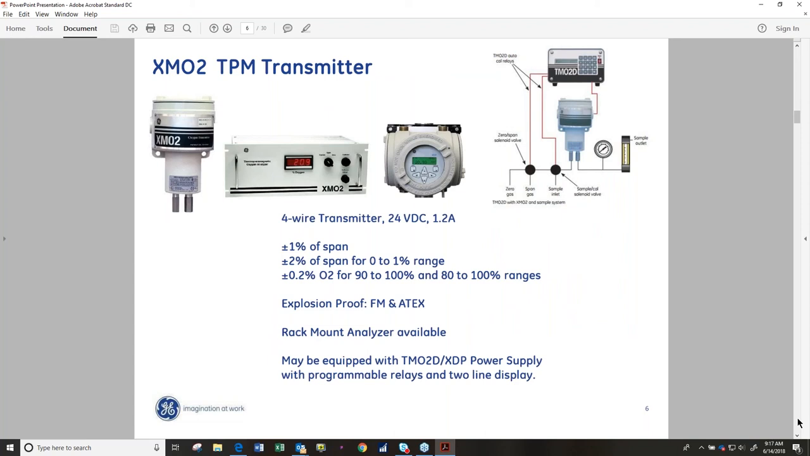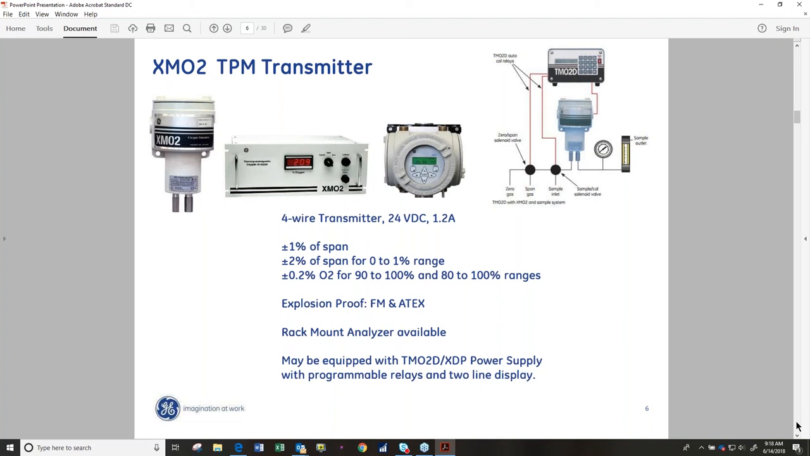So the thermal paramagnetic manifests itself in a transmitter, and this is an explosion-proof transmitter. It's a four-wire transmitter because we need current to heat it. So the heater circuitry draws more current than what you can power on a loop, but it still provides a linear 4 to 20 milliamp signal. And it's in an explosion-proof casing. You can also get it in a benchtop unit, and comes with the various explosion-proof certifications.